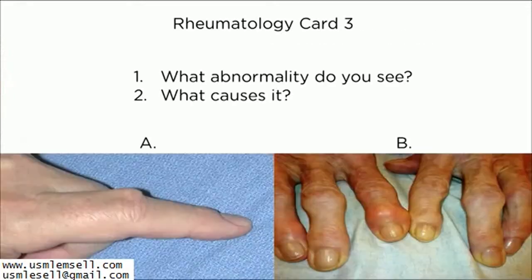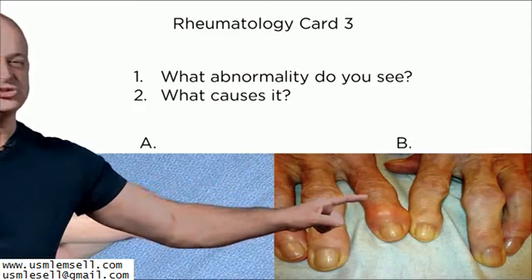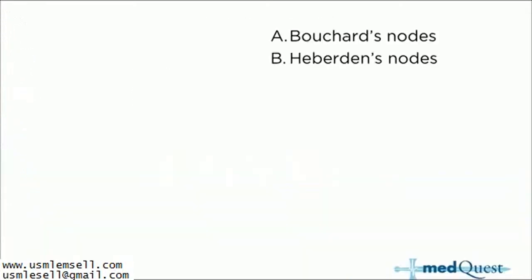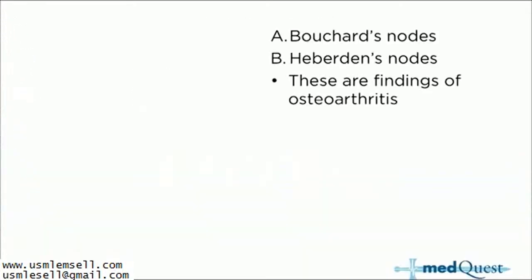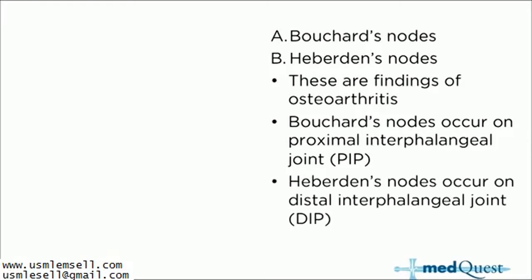Bouchard's nodes. And on the right is Heberden's nodes. Therefore, what we're seeing here is osteoarthritis. These are both findings of osteoarthritis, except that Bouchard's is on the proximal interphalangeal joint and Heberden's is on the distal interphalangeal joint. And you don't change therapy.